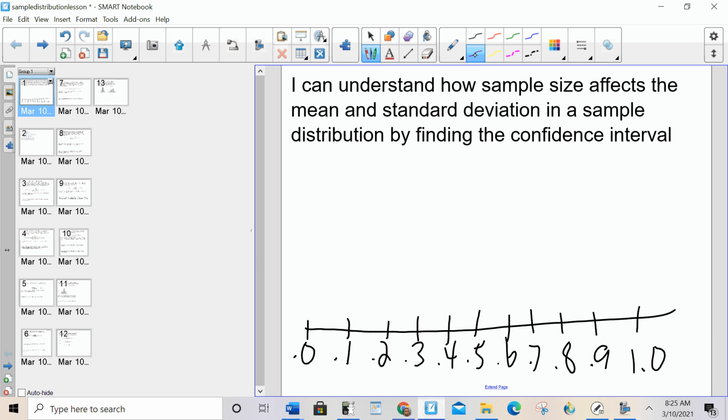And the point is, it's going to be very hard to get something that's not near the middle. Let's do it a couple more times. And again, I encourage you to do this on your own as well.